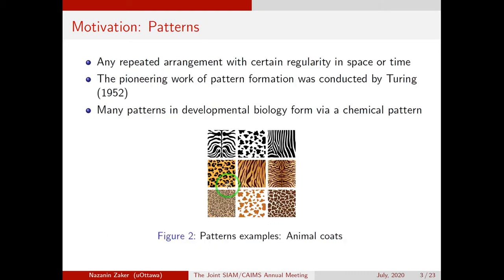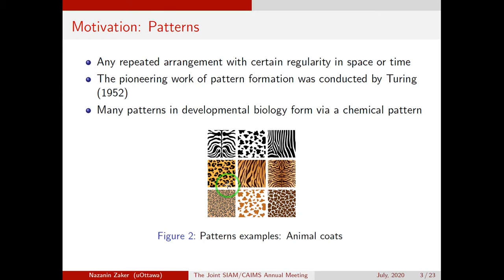The other and last motivation for my talk is about patterns. Any repeated arrangement with certain regularity in space or time is called a pattern. Patterns widely exist in nature. For example, the waves on the surface of the water, or, as we can see in figure 2, the stripes and spots on the animal's skin.